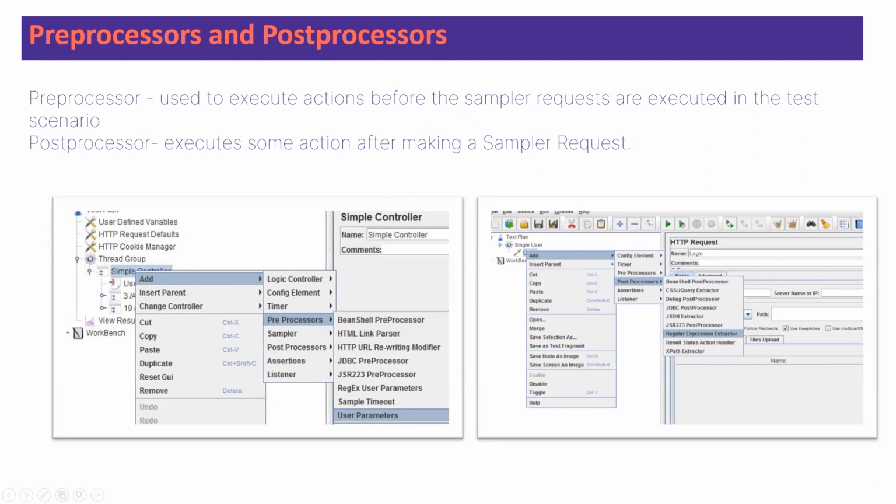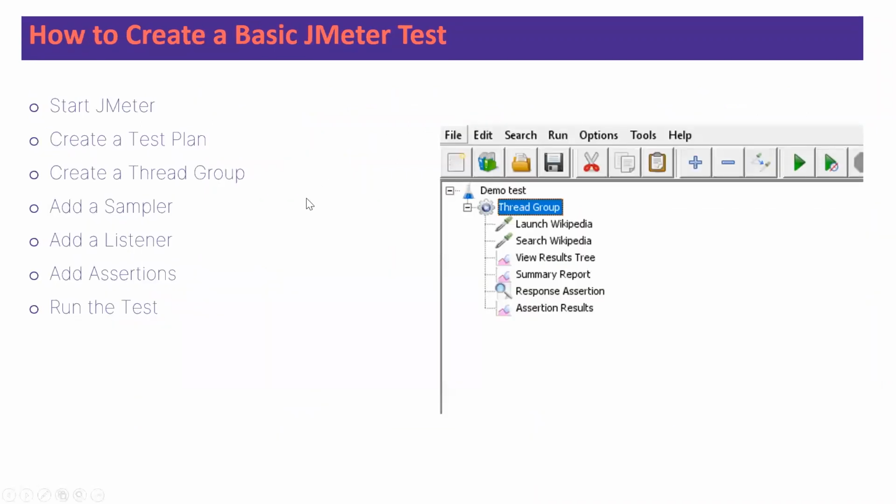And I think we have discussed all the elements, and to summarize what we have done so far, to create a basic JMeter test, this is how we can manually configure using JMeter. We have to start JMeter, and then the test plan is created by default, and then we have to add a thread group.